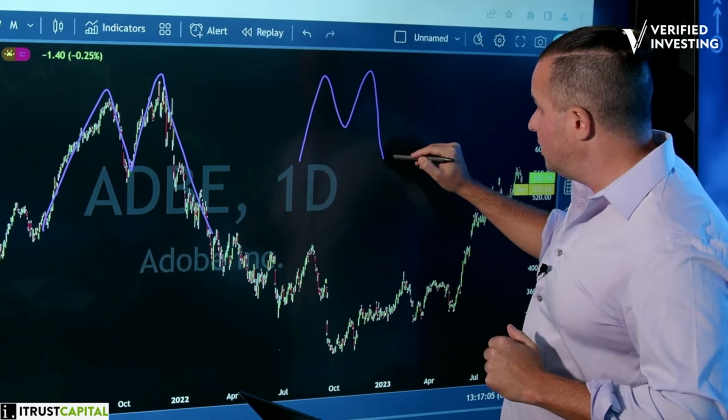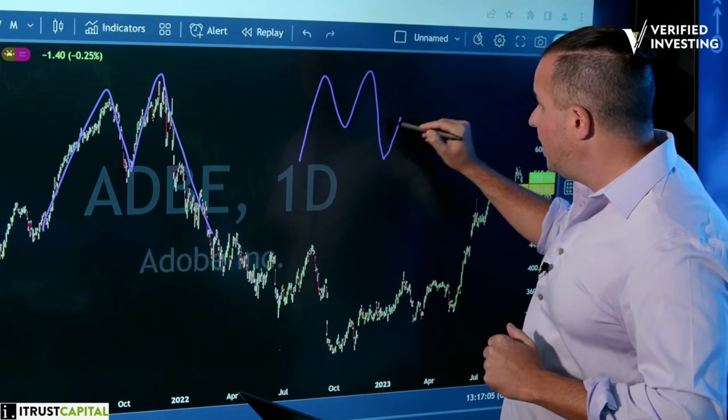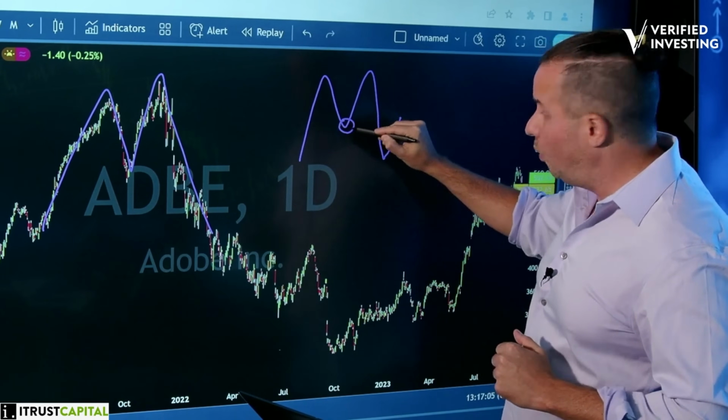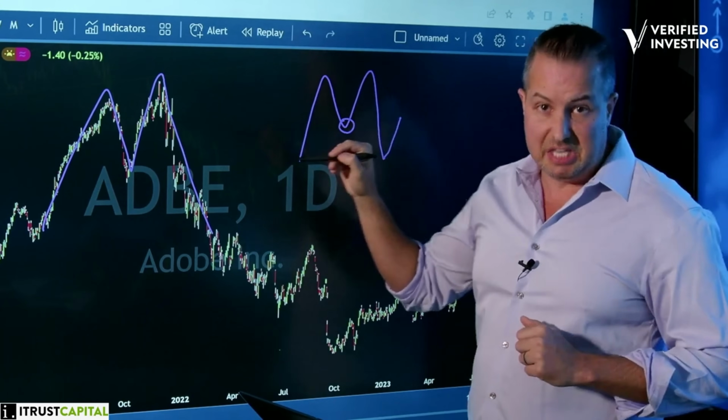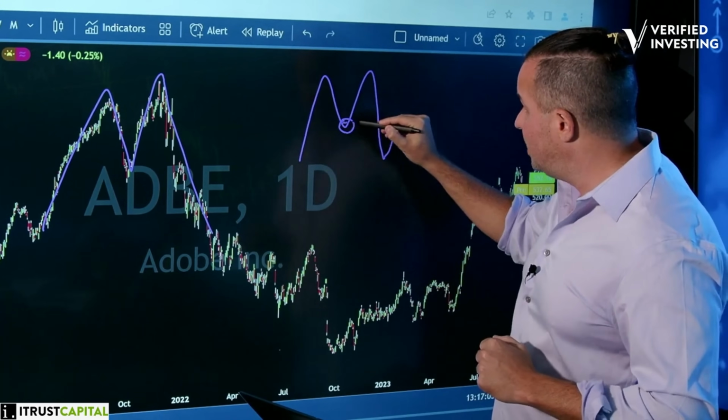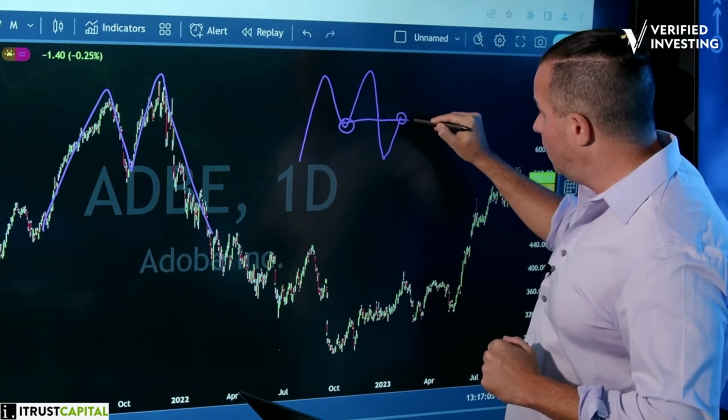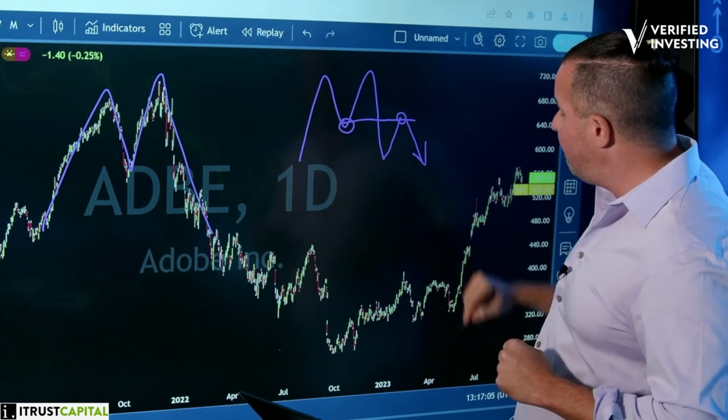What ends up happening is usually you'll go back up and you'll go right to that center point of the M. It's kind of the dip of the M. And that's resistance. And usually what will happen here is price will fall back down.